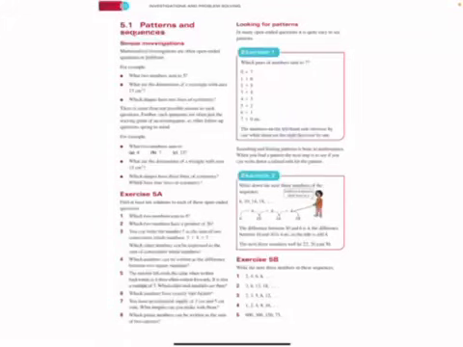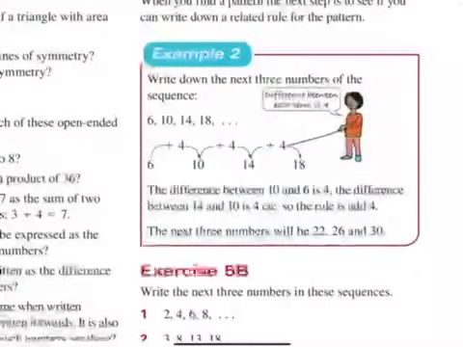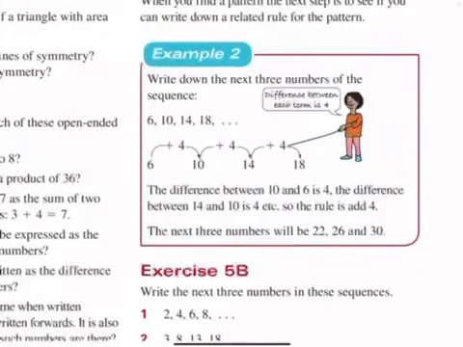Patterns and sequences. If you look at example 2, write down the next three numbers of the sequence. You notice 6, 10, 14, 18. So from 6 going to 10, I notice something. The sum is 4. 10 going to 14. Oh wait, the sum is still 4. 14 going to 18, the sum is 4.